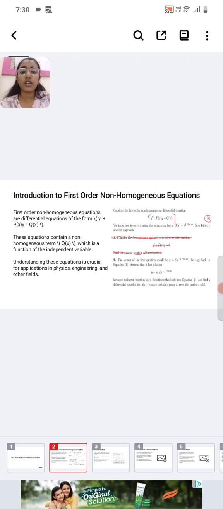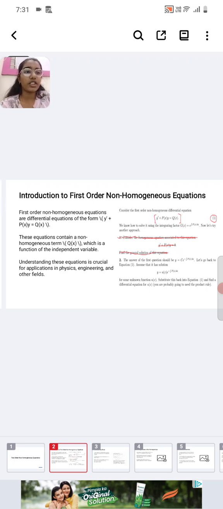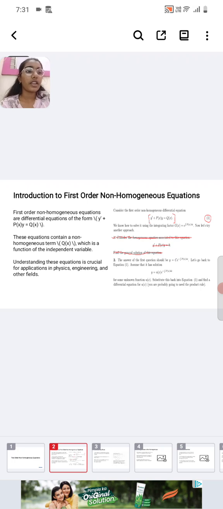Today I am going to talk about first order non-homogeneous equations. Introduction to first order non-homogeneous equations. First order non-homogeneous equations are differential equations. These equations contain a non-homogeneous term which is a function of the independent variable. Understanding these equations is crucial for applications in physics, engineering and other fields. Consider the first order non-homogeneous differential equation y' + p(x)y = q(x), where we know how to solve it using the integrating factor. Now let's try another approach.